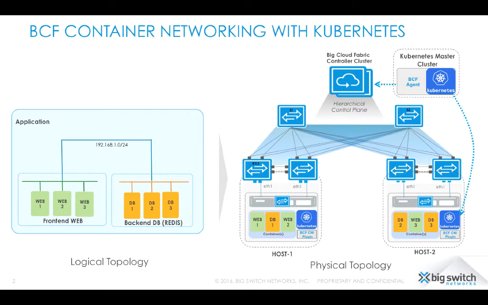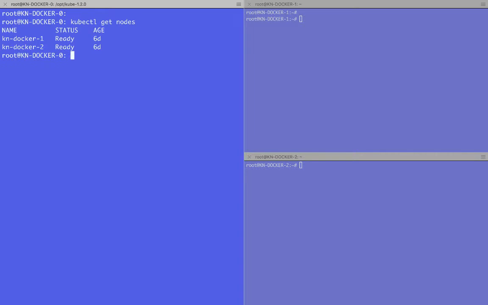For the demo, we'll be using a two-tier distributed application called Guestbook. This is one of the Kubernetes demo sample applications, which uses a simple PHP web frontend and a Redis database as the backend. The application logical topology is shown on the left. The physical topology used for the demo is shown on the right, which has a two-rack topology hosting the Kubernetes cluster nodes. The Kubernetes cluster has one master node and two Kubernetes worker nodes, which are physically connected to the BCF fabric.